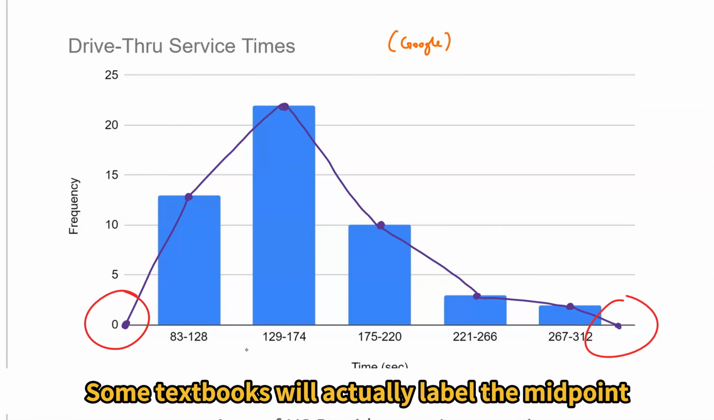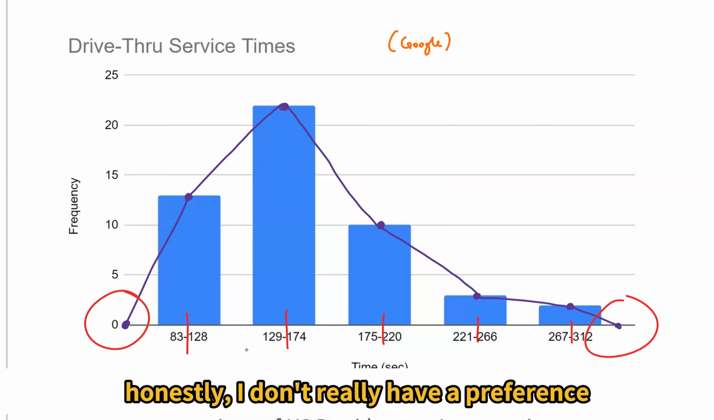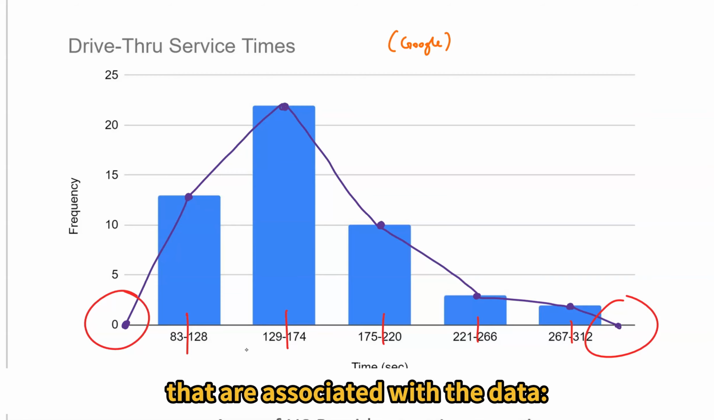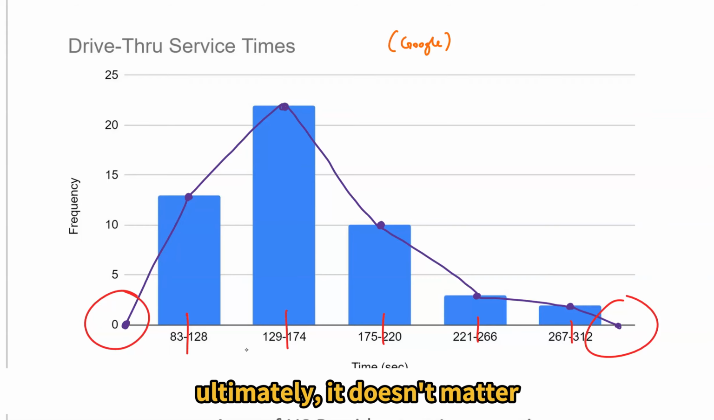Some textbooks will actually label the midpoint instead of the classes. For me, honestly, I don't really have a preference as long as the x-axis has labels that are associated with the data. Midpoints, the classes, then class boundaries. Ultimately, it doesn't matter for the purpose of our class.